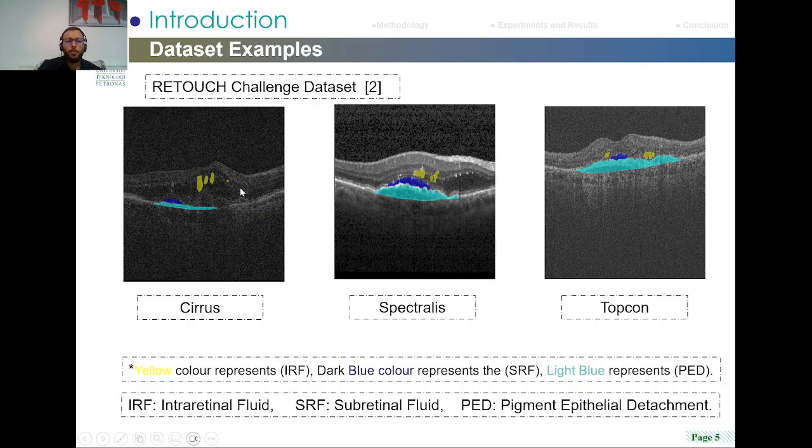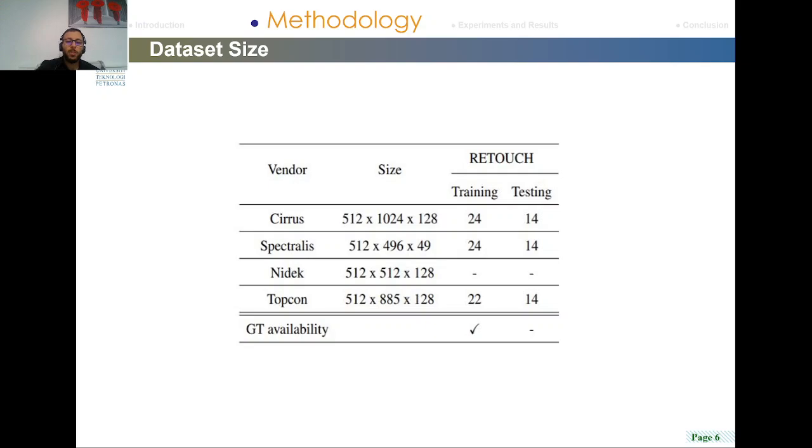Then we have three fluids which this dataset tackles, namely intraretinal fluid, subretinal fluid, and pigment epithelial detachment. The yellow is the IRF, the dark blue is the SRF, and the PED is the light blue. We can see that the images are not the same, but you need to know that these are the original images, not denoised. And this study is more focused on the performance rather than the actual results.